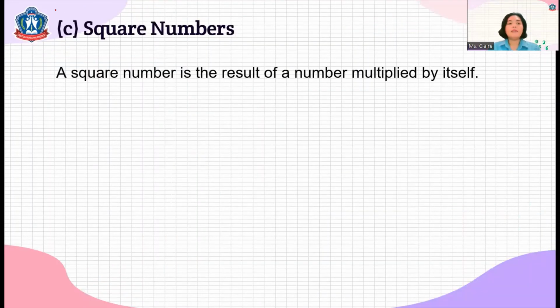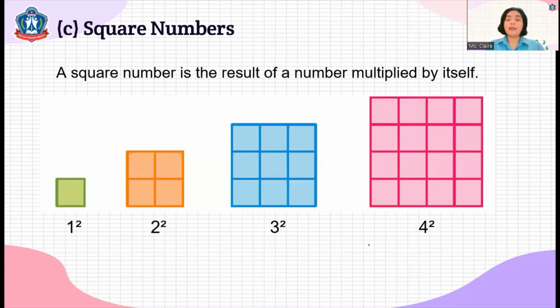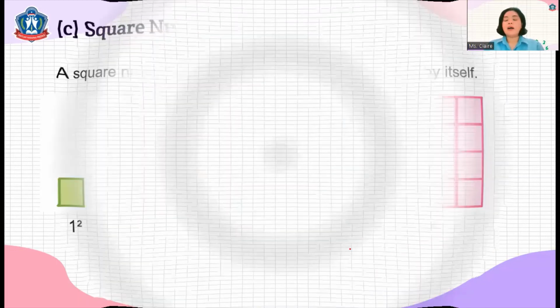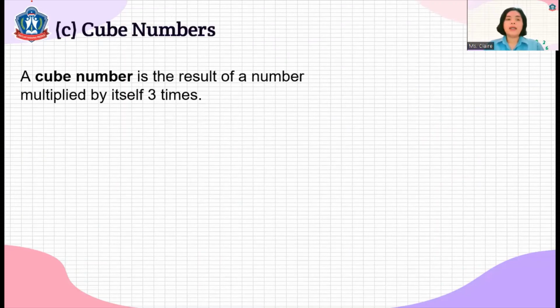Now, let's study about cube or square numbers. So, a square number again is the result of a number multiplied by itself. So, 1 squared, 2 squared, 3 squared, 4 squared. So, these are square numbers. Now, let's study about cube numbers.